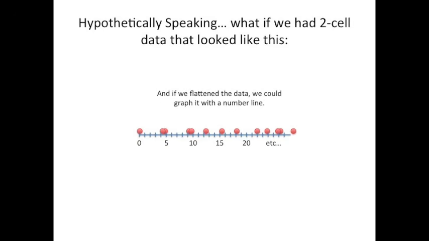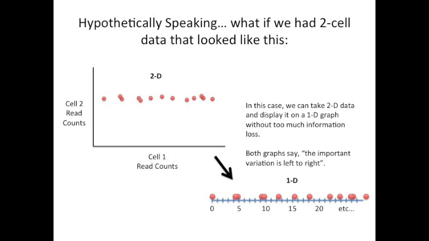And if we flatten the data, we could just graph it with a single number line. In this case, we can take 2-dimensional data and display it on a 1-dimensional graph without too much loss of information. Both graphs say the important variation is left to right.